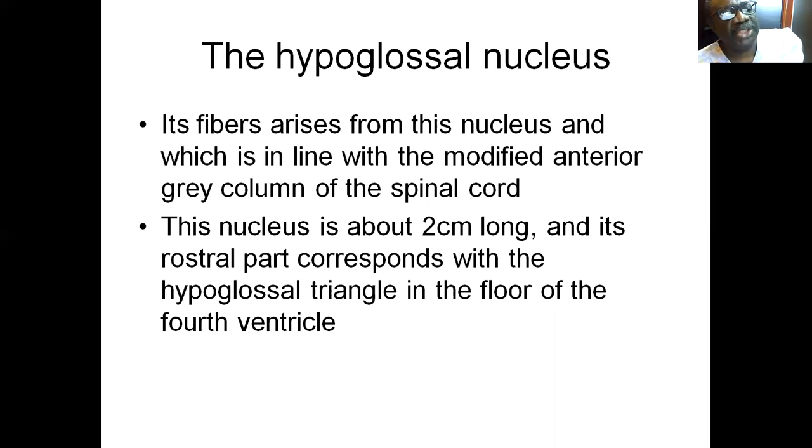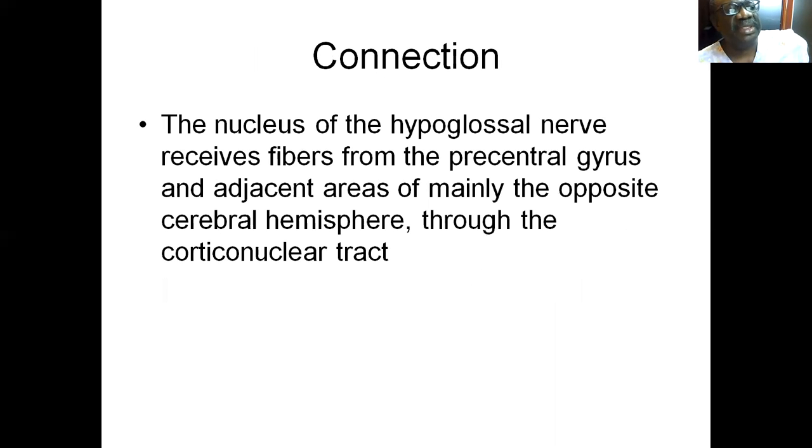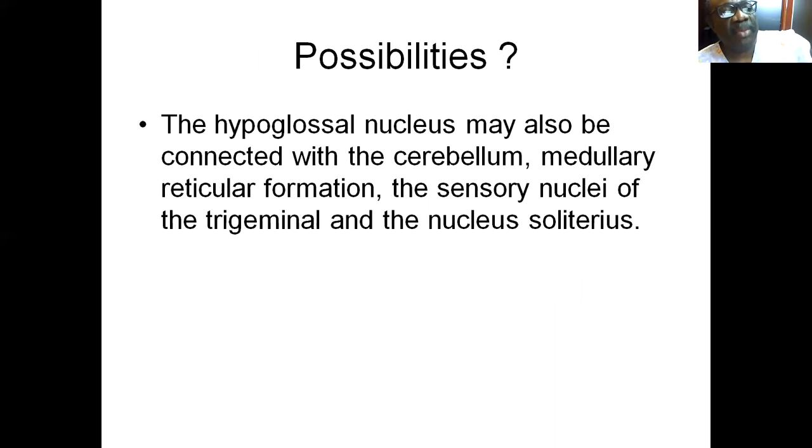The connections of the hypoglossal nerve. The nucleus of the hypoglossal nerve receives fibers from the precentral gyrus and adjacent areas of mainly the opposite cerebral hemisphere through the corticonuclear tract. The hypoglossal nucleus may also be connected with the cerebellum, medullary reticular formation, the sensory nuclei of the trigeminal, and the nucleus solitarius.